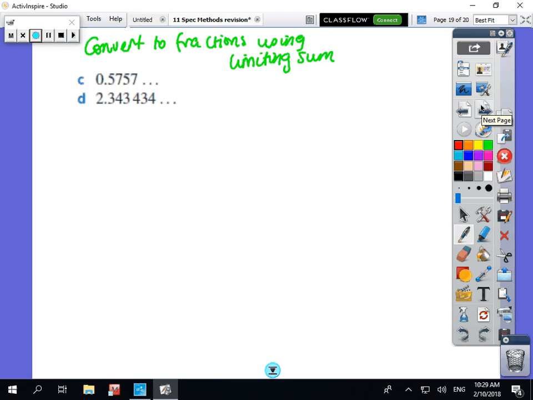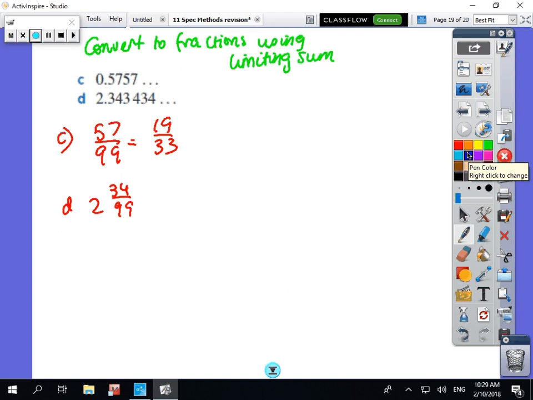Okay, convert to fractions using limiting sum. So again, you know what these answers are going to be, but you have to do it. So for instance, we know that 0.5757 is going to be 57 over 99, which you can cancel down. 57 over 99 equals 19 over 33, and the part d answer will be 2.3434, so the answer is 2 and 34 over 99, which doesn't cancel down. But we have to use the limiting sum, so we'll just do the first one as a limiting sum, and then you can practice the second one.